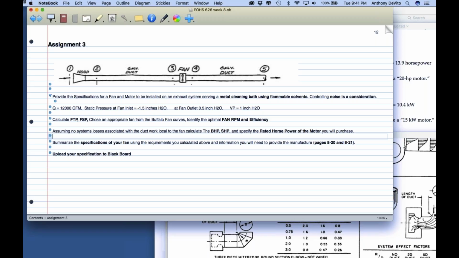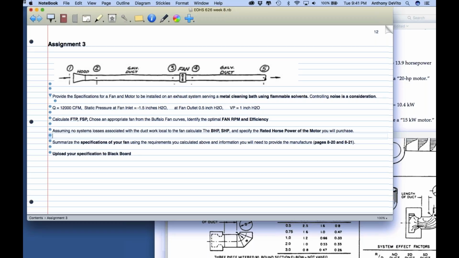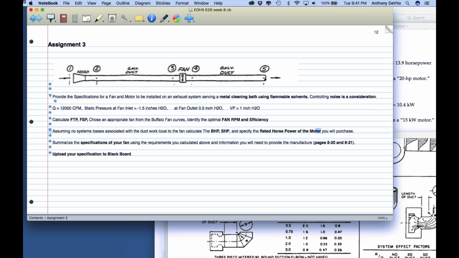I told you it was flammable. So what kind of fan do you need? Yeah, intrinsically safe motor, right? Sealed, intrinsically safe motor, and you'll need fan blades that are non-sparking, right? Okay, and then it's a gas, right? So that might impact. Summarize, and then put that all together and upload it. Okay, that's not too challenging, right?